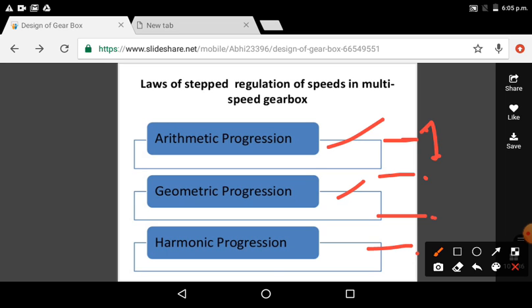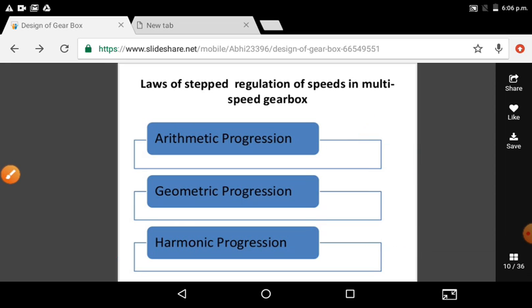Now for the geometric progression, we consider the ratio. Ratio means the speed of spindle 1 to the speed of spindle 2 is the ratio, right? Now we take the ratio of spindle 2 to 3, and this ratio also remains constant always, right? So the ratio of consecutive spindle speeds always remains constant in the geometric progression.